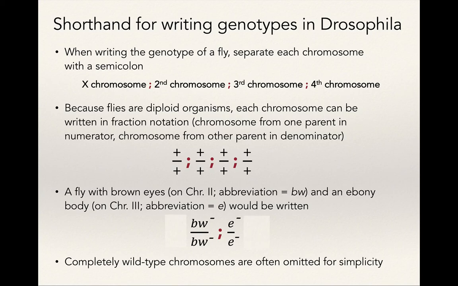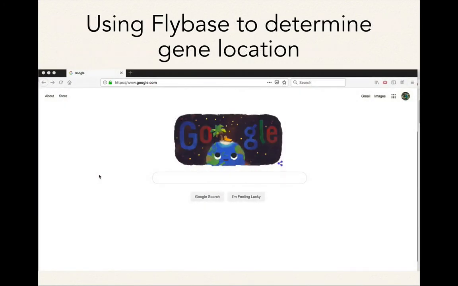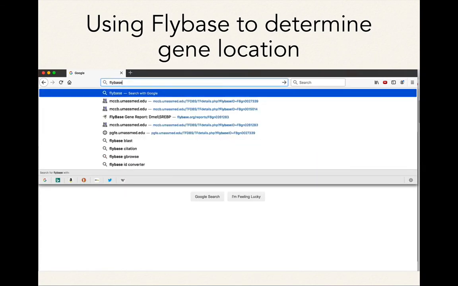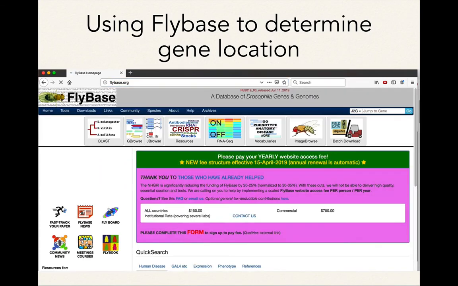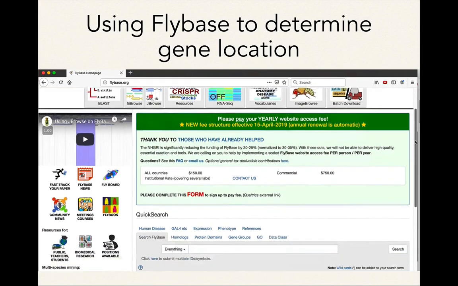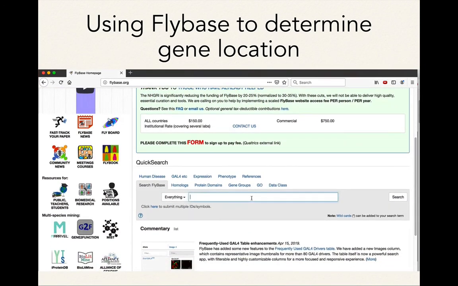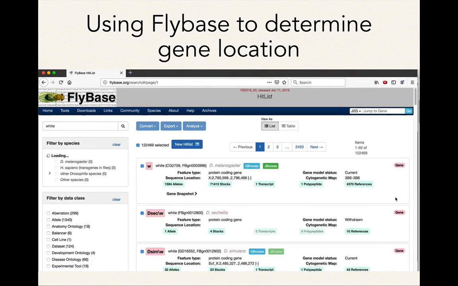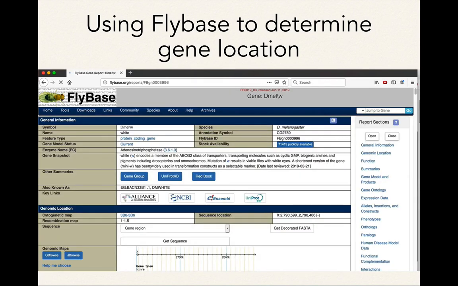To do this, you have to use a tool called Flybase. Flybase is easy to get to by simply navigating to flybase.org. And once you get to the main page, you can type in, either at the Jump to Gene or by scrolling down to Everything, the name of the gene you're interested in and simply clicking Search. You can then click on the correct gene, and this will take you to a main page within Flybase.